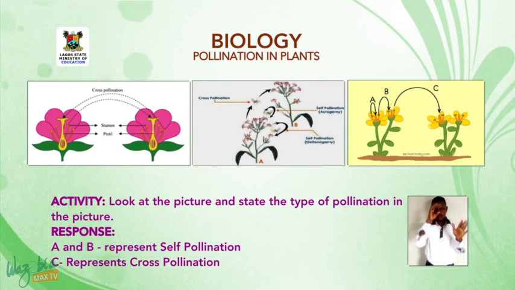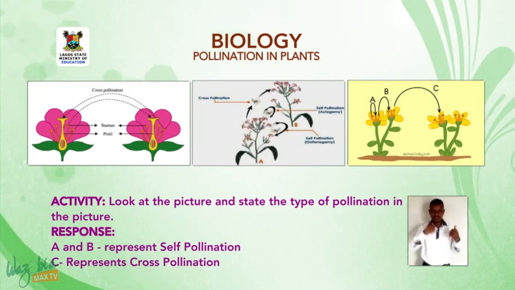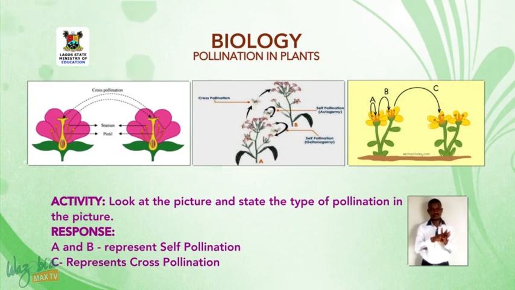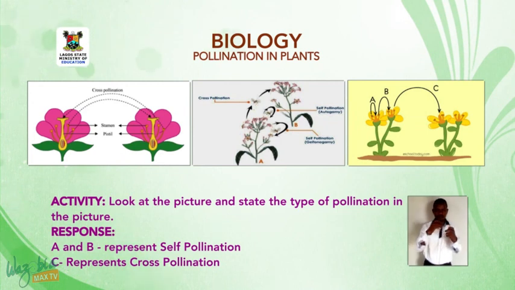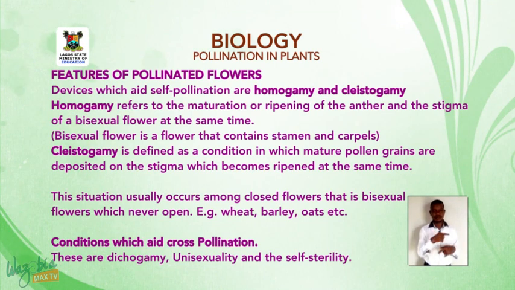Now we go into student activity. Look at the picture. Take note of your observation. State the type of pollination that you can see in the picture. Waiting for your response. Good. A and B represent self-pollination. C represents cross-pollination. Now we go to discussion on features of pollinated flowers.